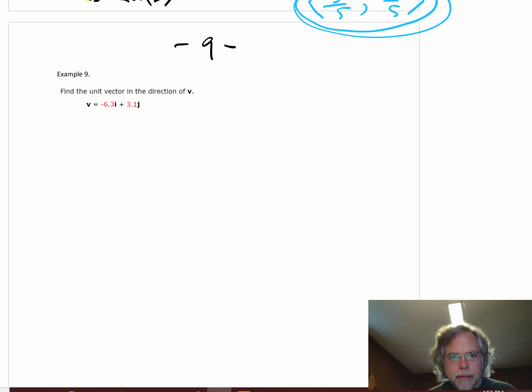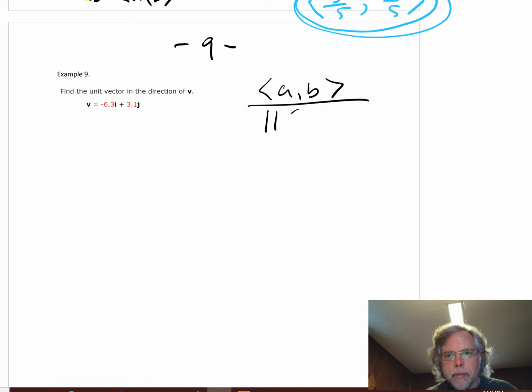But vectors of length 1 can get pretty messy with numbers. And you'll find one like this on the homework, v is given as negative 6.3i plus 3.1j. Typically, you have those decimal numbers, you go ahead and do it, much like you just did the previous one, but round the answers somehow.